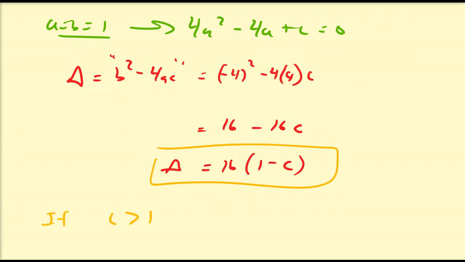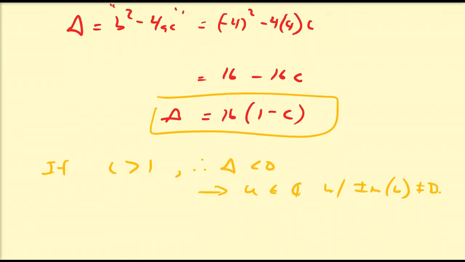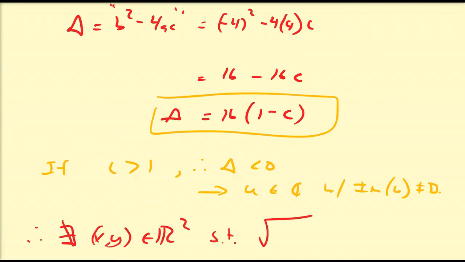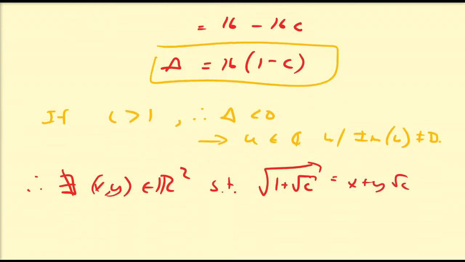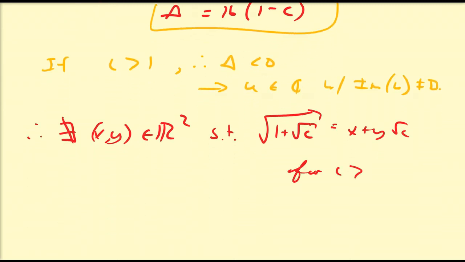So we see if c is greater than 1, that means the discriminant is less than 0. That implies that u is going to be in the complex numbers with the imaginary part of u not equal to 0. So that means there does not exist x and y in R such that the square root of 1 plus the square root of c is equal to x plus y times the square root of c, for c bigger than 1. So that's pretty much the theorem that we're trying to prove here.